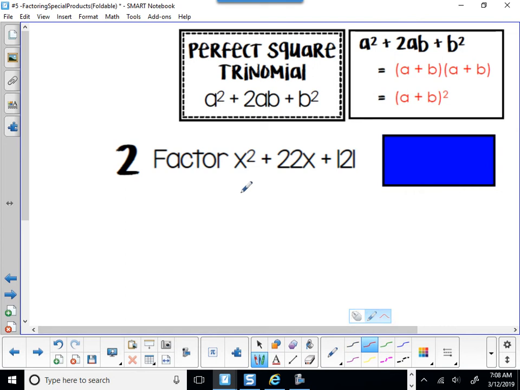All right, here's another example. X squared, we take the square root as x. The square root of 121 is 11. And we take the sign of the middle number, middle term. X plus 11 squared are the factors of x squared plus 22x plus 121.